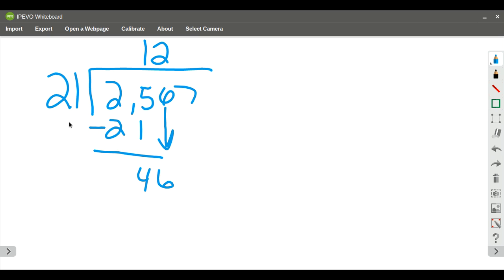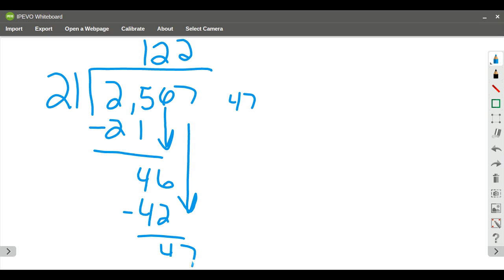When I multiply 21 times 2, I end up with 42. I'm going to subtract. I have 4 left over. I bring down the 7. 21 is going to be able to go into 47 twice. I'm going to come up here just so I have room to subtract. So 47 subtract 42 is going to equal 5. So my answer is going to be 122, remainder 5.